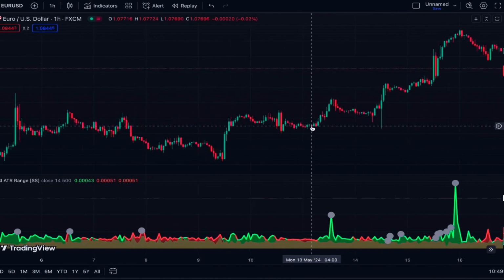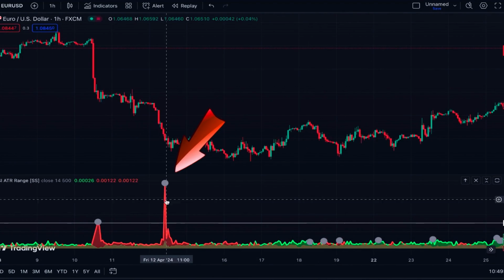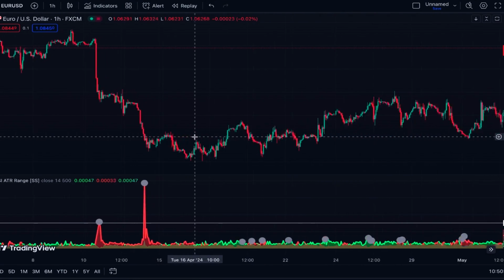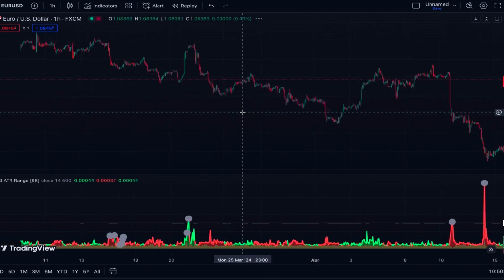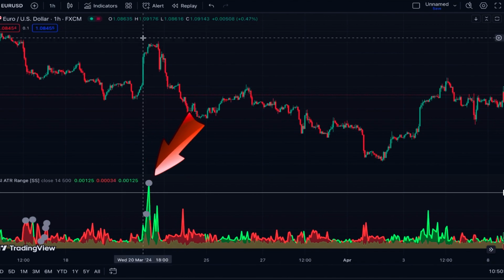Or for another example here, for this one, you can see that the spike is really large, and after that we got a reversal. Or another example we have here, where we had a large spike, and after that we got a reversal.